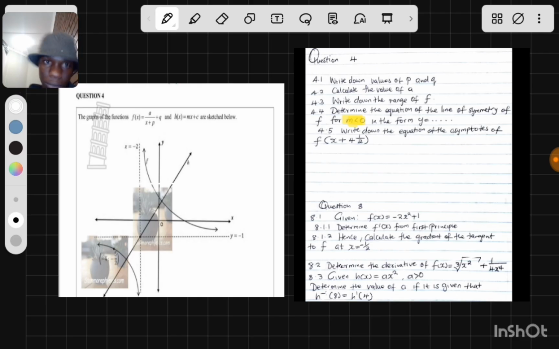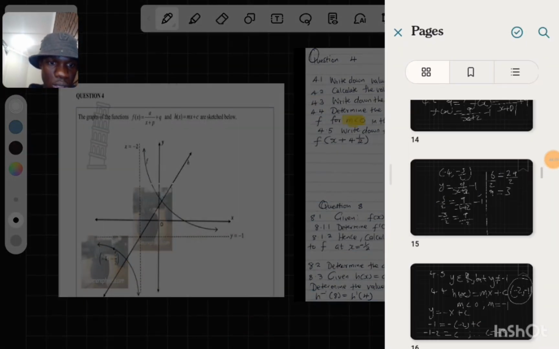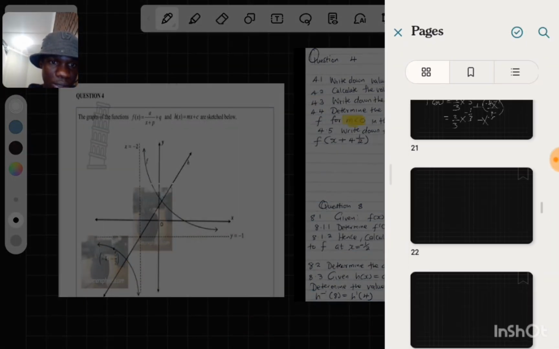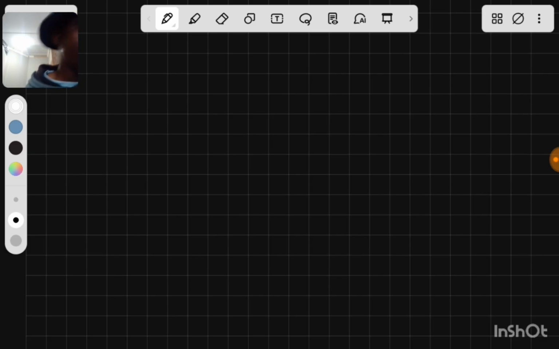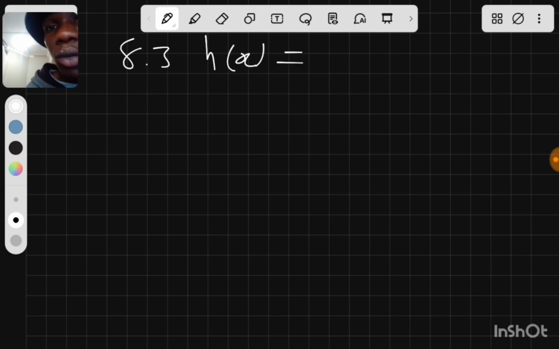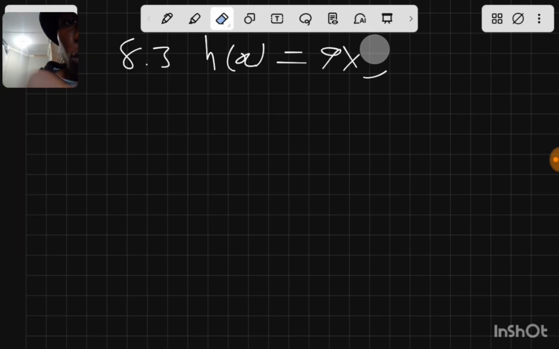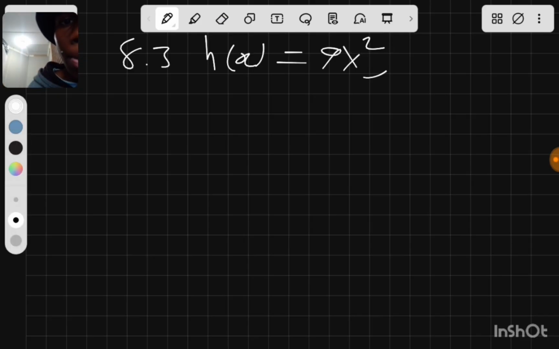Okay, let's go and see what they're trying to tell us. We have 8.3 now. Let me copy this equation down: h of x is equal to ax squared, where a is greater than 0, which means it's positive.